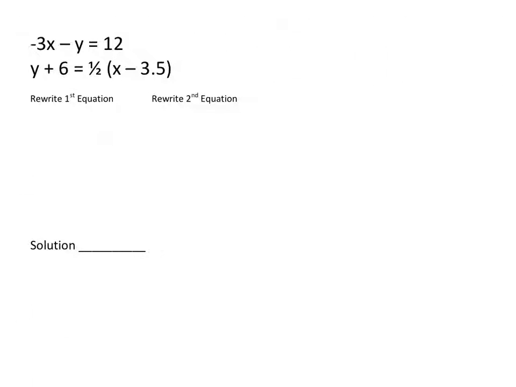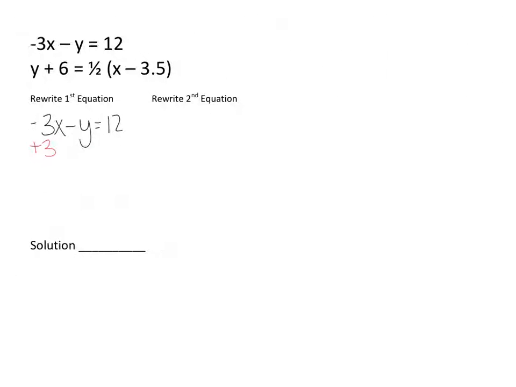Okay, so one more example. Now this system doesn't have either equation written for y equals. So we'll have to rewrite both. So we'll start with -3x minus y equals 12.